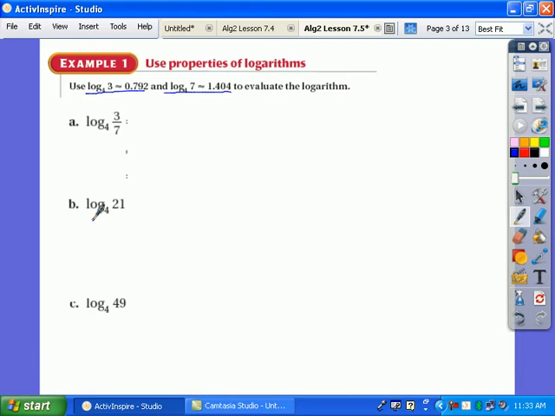Okay. So, by our second property, this can be simplified into log base 4 of 3 minus log base 4 of 7. And of course, now I know what log base 4 of 3 is. They told us that up here. That's 0.792. And also log base 4 of 7, they told us what that is. It's 1.404. And if I subtract those using my calculator, negative 0.612.